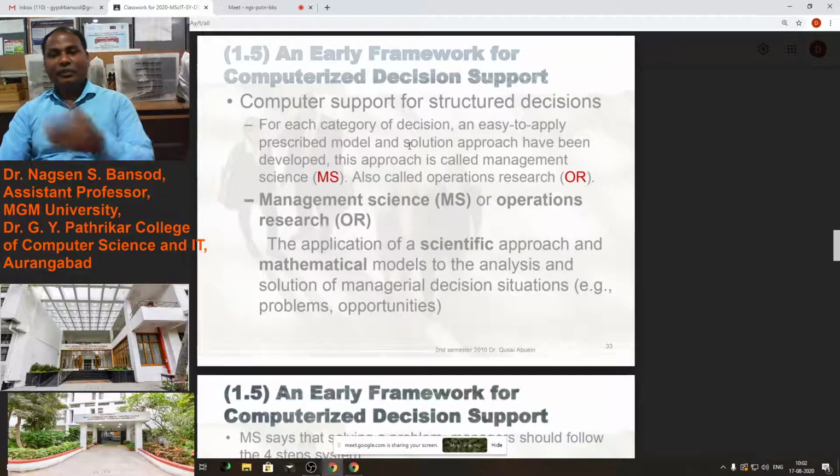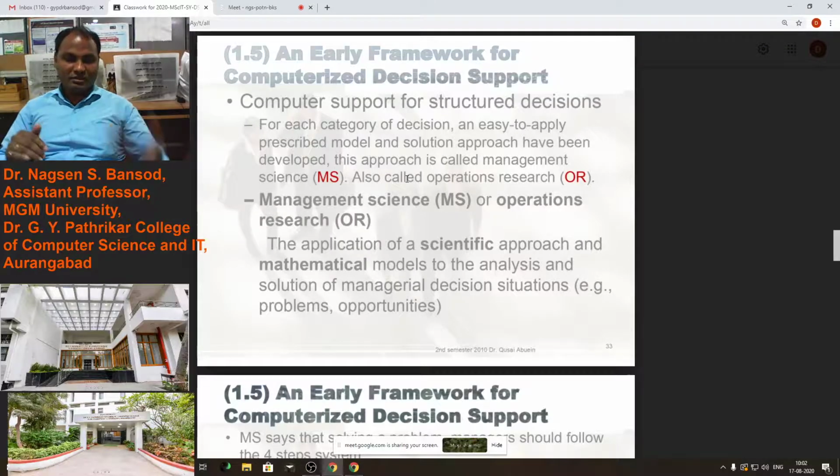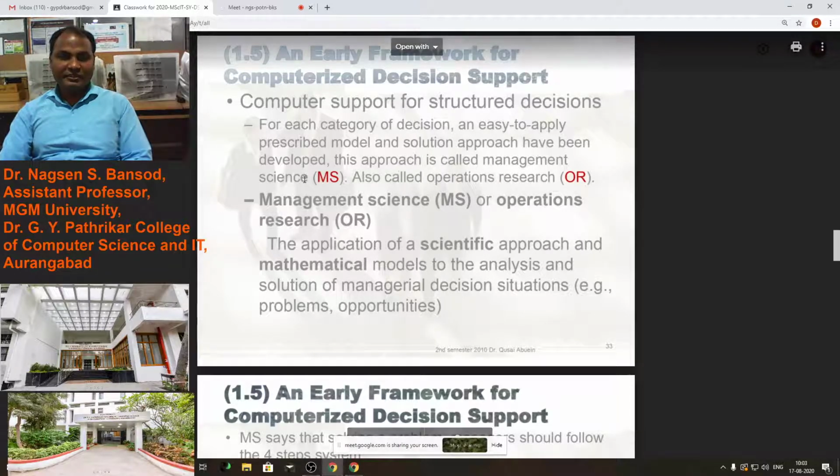For each category of decision, an easy-to-apply prescribed model and solution approach have been developed. This approach is called management science. If you use your knowledge to make a business successful, you have made a proper decision compared with the previous model, designed it properly and implemented it, then that is management science.